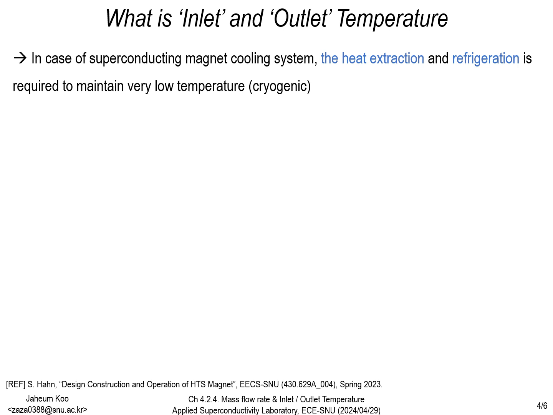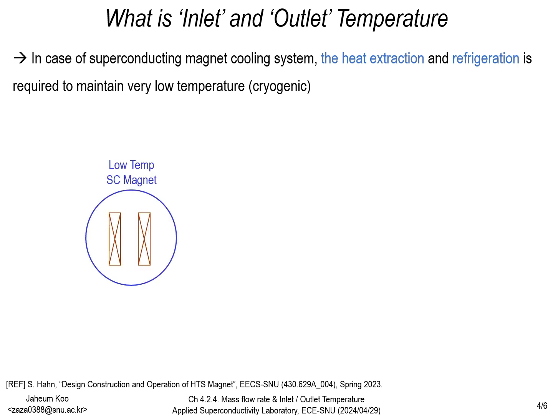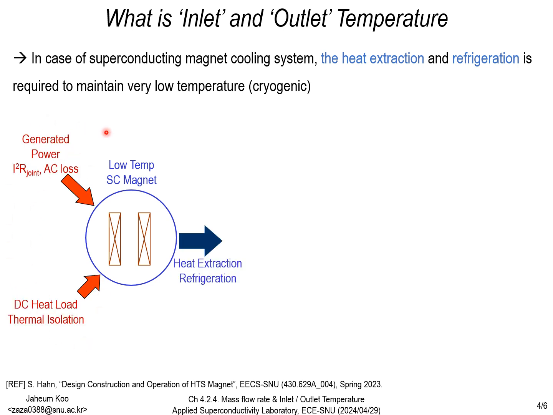Let's consider the cooling system of a superconductor and understand the meaning of inlet and outlet temperatures in this process. In superconducting systems, additional heat is generated during operation, which must be efficiently removed to maintain superconductivity. This is where the cooling system comes into play.